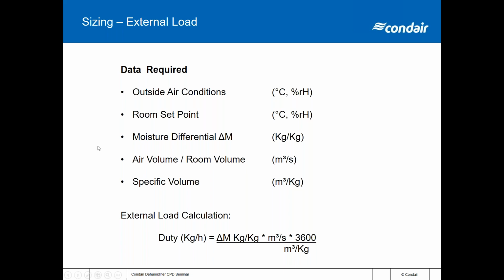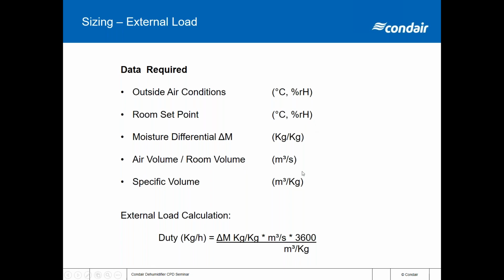Then we look at the room set point. What condition are we trying to achieve in our space? And again, this will dictate the type of technology that we would apply. We then look at what is the absolute moisture difference between these two conditions. And we'll take that from the psychrometric chart or from the tables in the CIBSE guide.